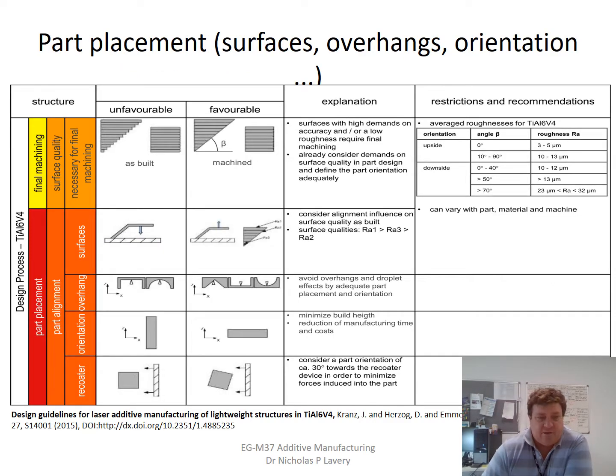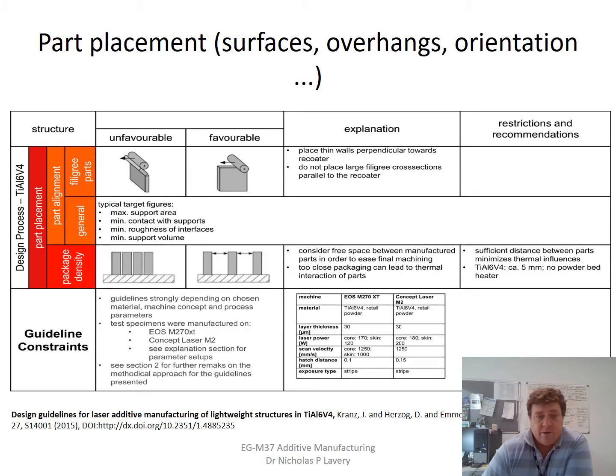Okay, the part placement itself will affect the quality of the final surface roughness. And this needs to be taken into account if you're going to be machining or polishing it. You need to have the quality of your part afterwards. So, as I said, this test was done on 2 different machines, a Concept Laser and an EOS machine, both with the same powder. They have various differences. It's all in the paper.